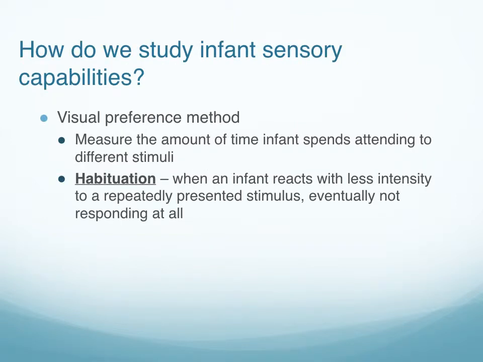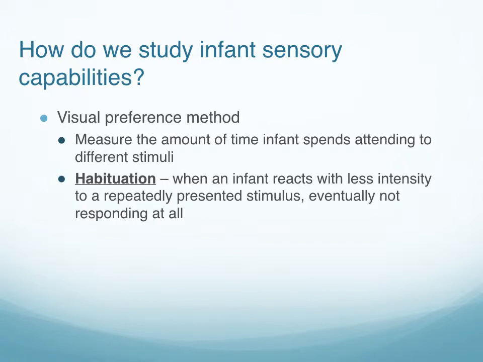Okay, so how do we study these infant sensory capabilities? Because we can't just ask the infant, right? So researchers have had to become very creative in terms of developing methodologies to study these issues in infants. And one of the methods is referred to as the visual preference method. And basically what happens here is the examiner presents the infant with two different stimuli, and you're measuring the amount of time that the infant spends looking at each of the stimuli. And if the infant looks longer at one stimulus than another, then that gives us information.